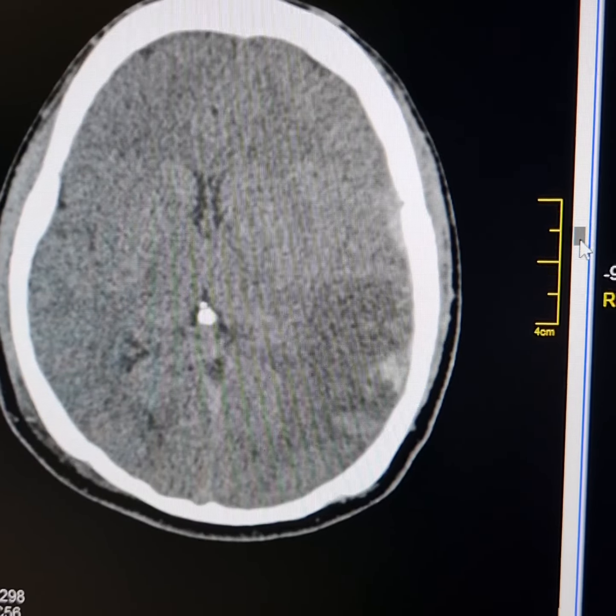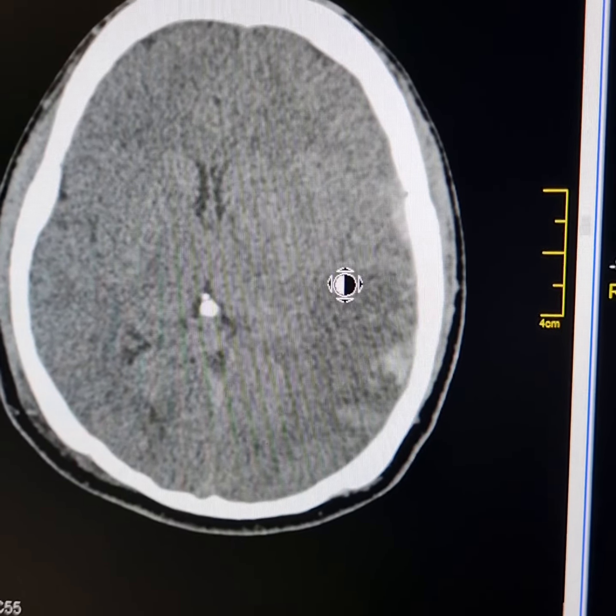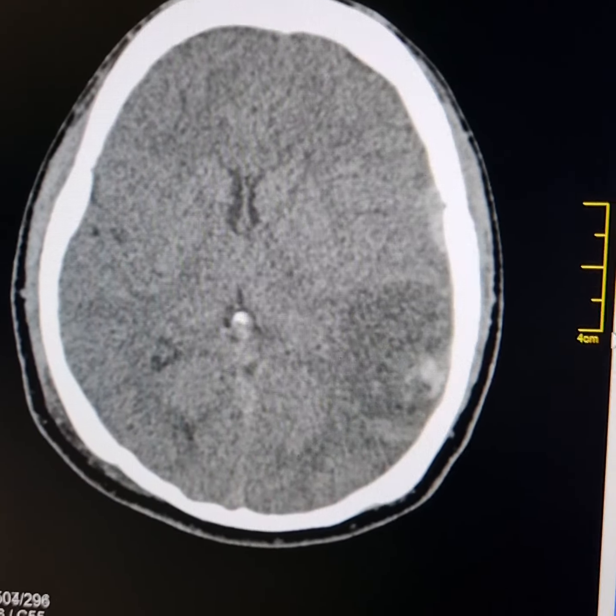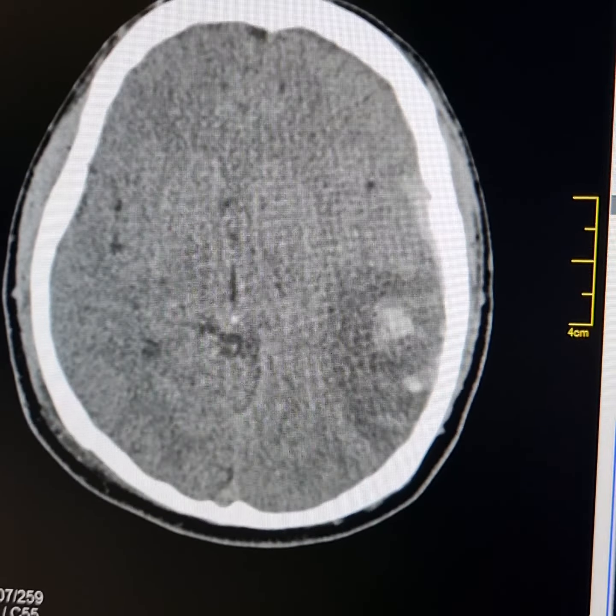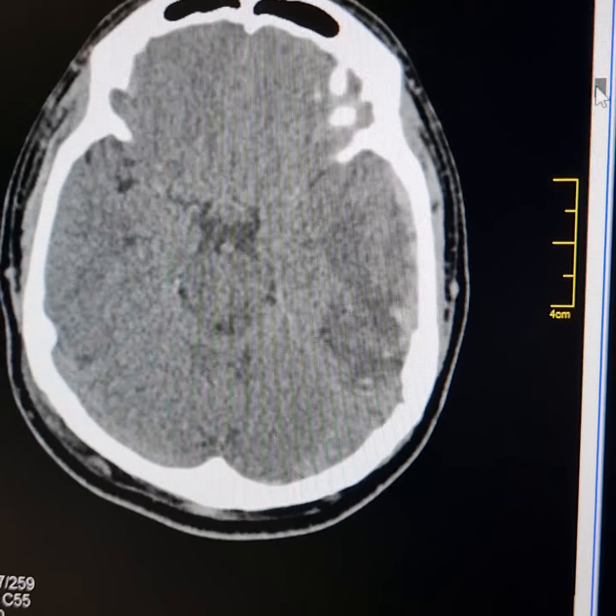There is mild mass effect. Left lateral ventricle is narrowed. There is slight contralateral midline shift. So these are the hemorrhagic contusions.